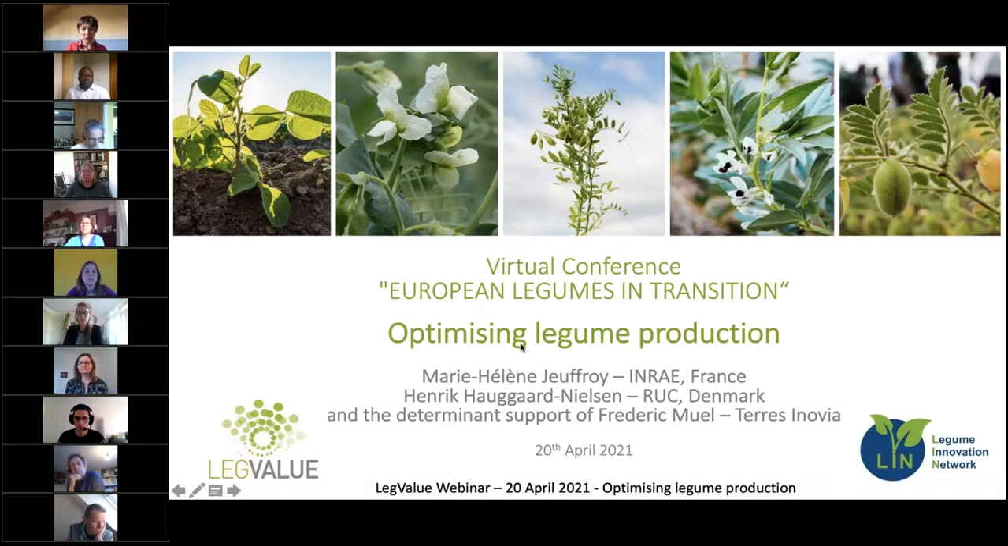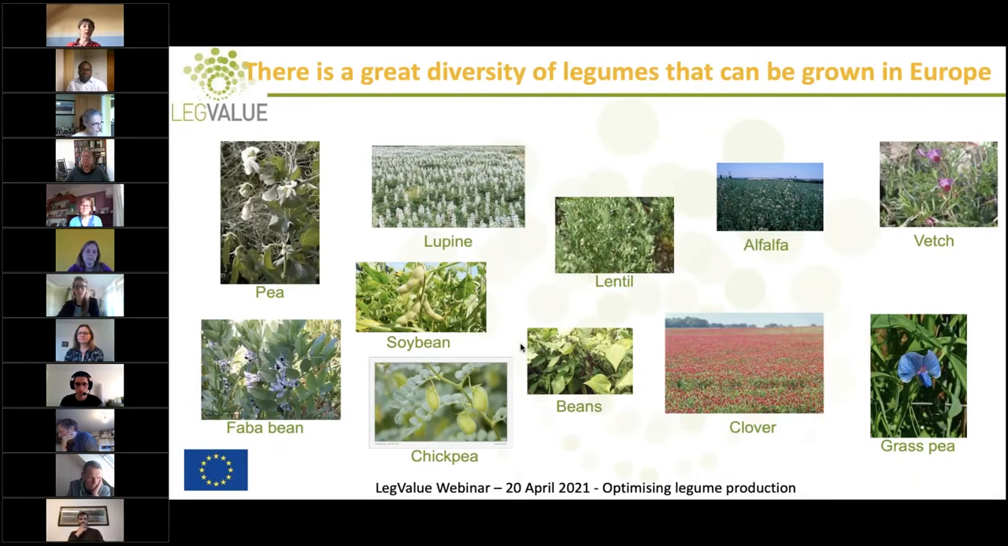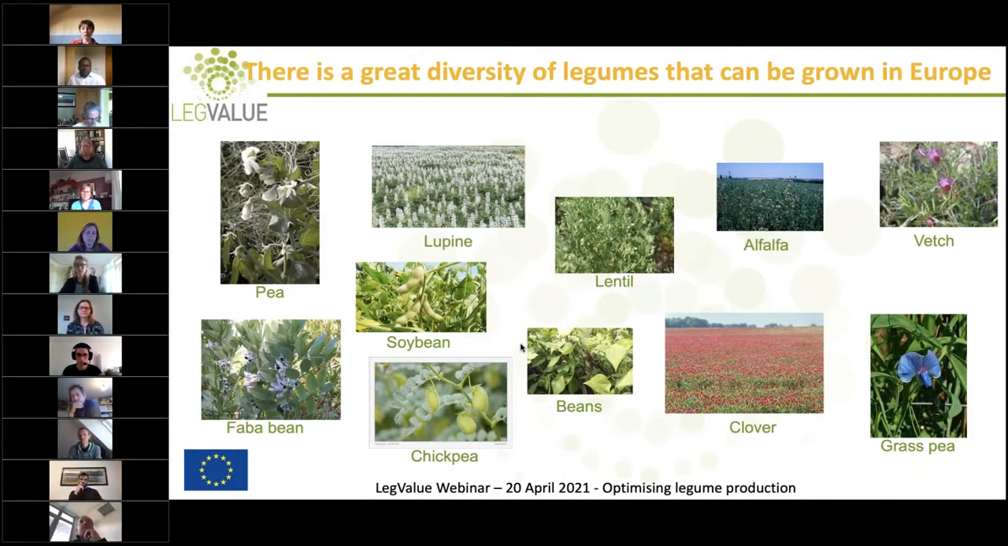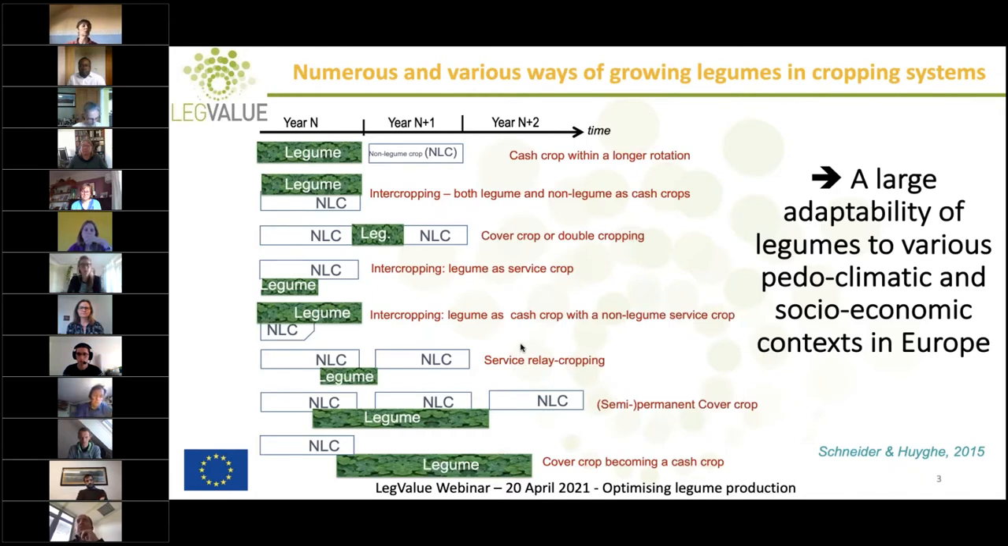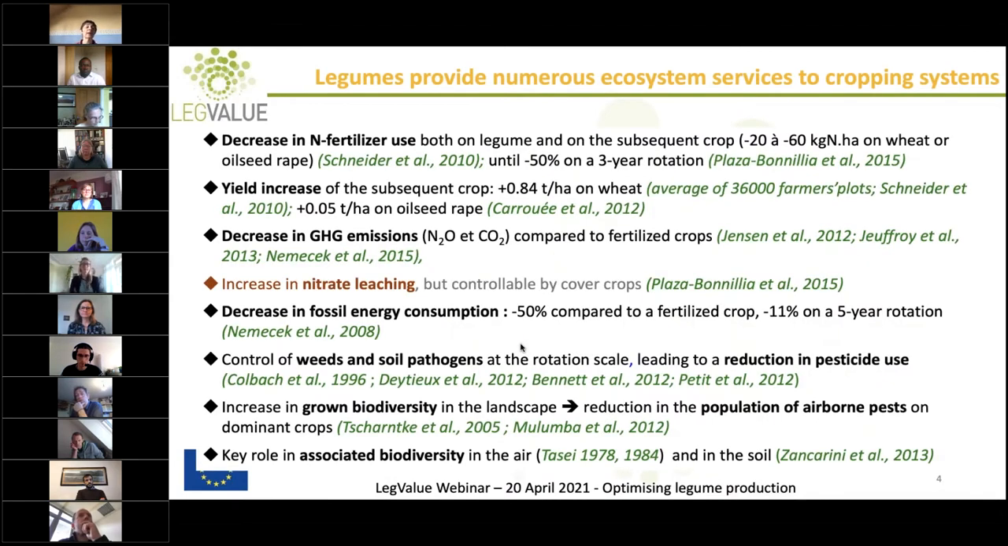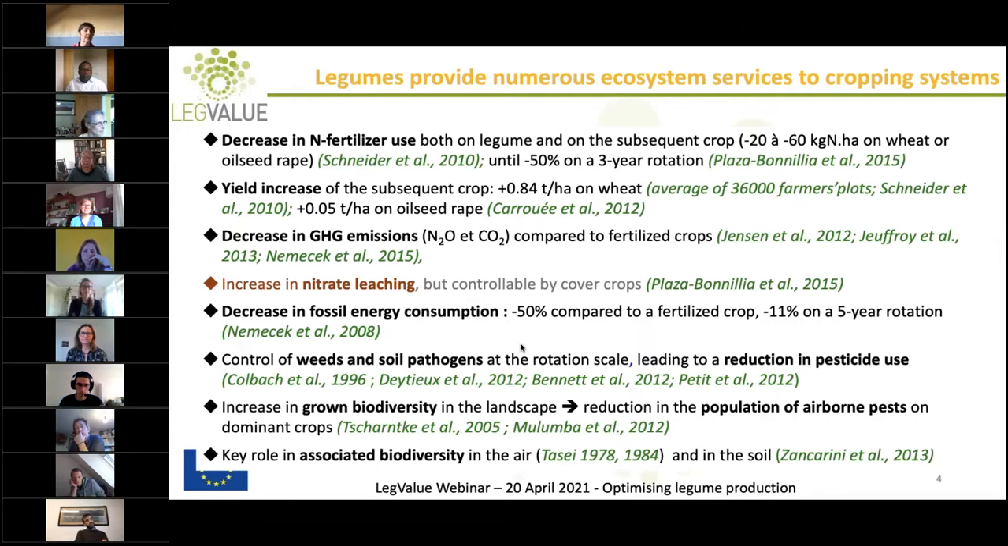Just as an introduction, we all know that there is a large diversity of legumes that can be grown in Europe, as pulses or forage legumes, such as these examples. These various legumes can be grown in various ways in cropping systems: as cash crops within longer rotations, as intercrops, as cover crops or double crops, as a service crop with another non-legume cash crop, or as a cash crop with a non-legume service crop, as a service crop in relay cropping, as permanent or semi-permanent cover crops, and as a cover crop becoming a cash crop.